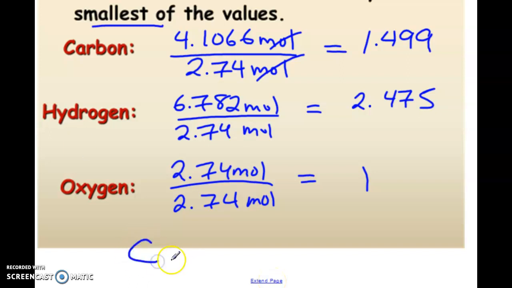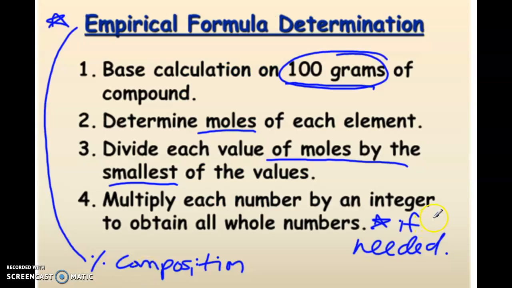So carbon is 1.5 carbon, right? Let's round that. Hydrogen, we have 2.5 hydrogens and we have 1 oxygen. So when you're doing this, the answer you get after you divide out your moles to get your ratio, those are essentially representing your subscripts. Now, have you ever seen a subscript with a decimal point? No, you haven't. So if you remember, I told you that the last step in this was only if needed. So it says we're going to multiply each number by an integer to obtain all whole numbers.